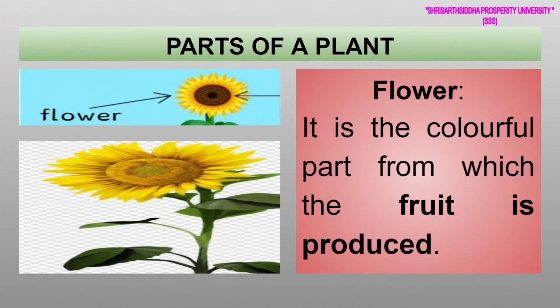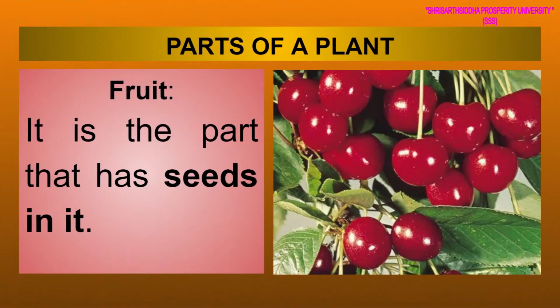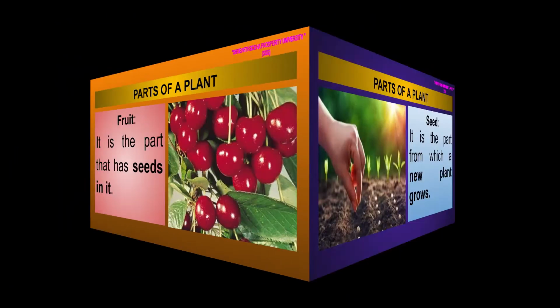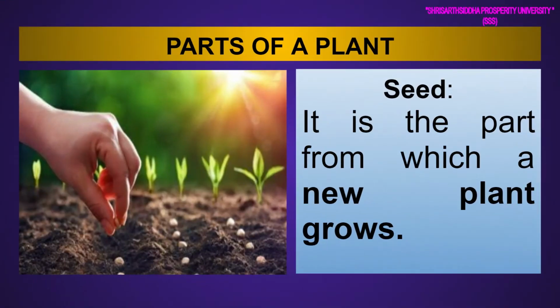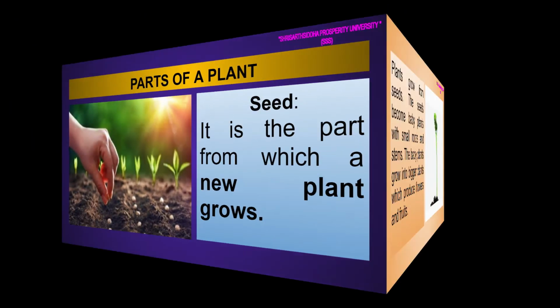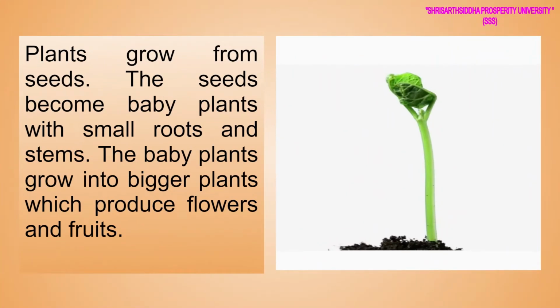Flower. It is the colorful part from which the fruit is produced. Fruit. It is the part that has seeds in it. Seed. It is the part from which a new plant grows. Plants grow from seeds. The seeds become baby plants with small roots and stems. The baby plants grow into bigger plants, which produce flowers and fruits.